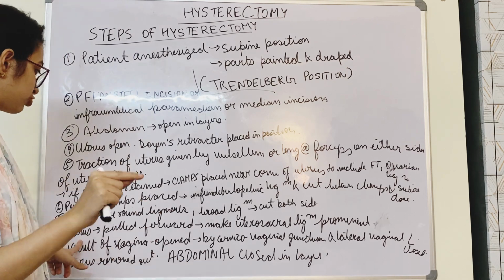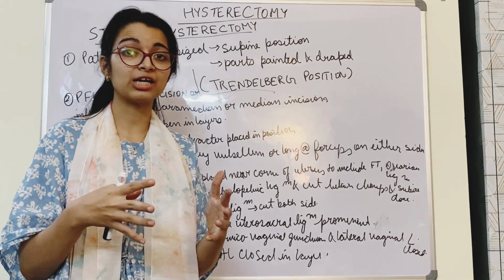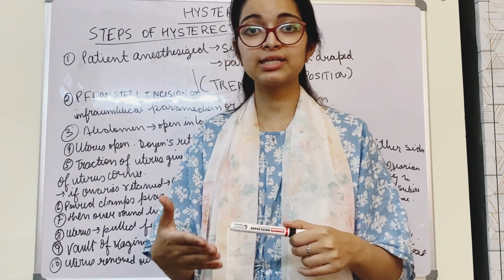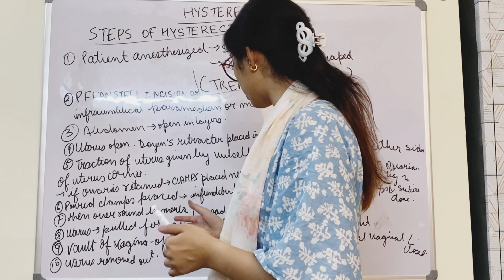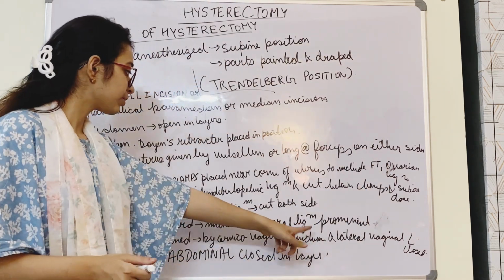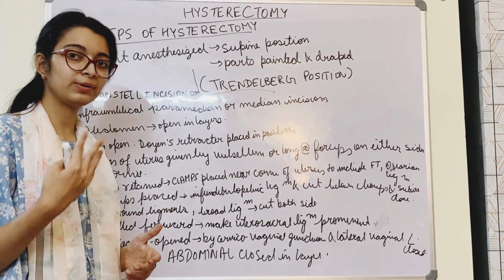So next is the uterus. Now everything is cut, all the ligaments that were attached to the uterus. So what will be done in the next step? The uterus will be removed. Then the uterus will be pulled forward to make the uterosacral ligament prominent. So the uterosacral ligament would be visible now.